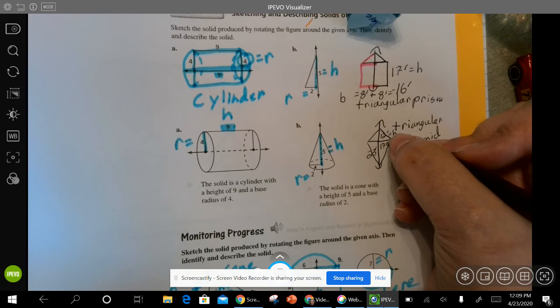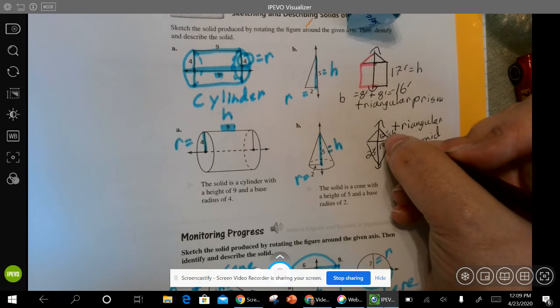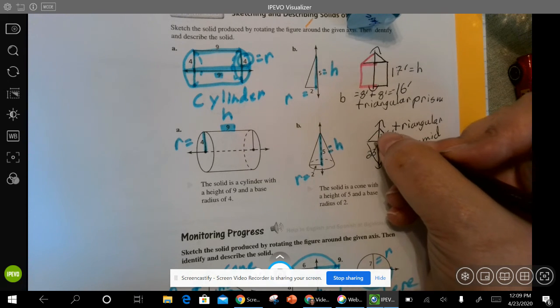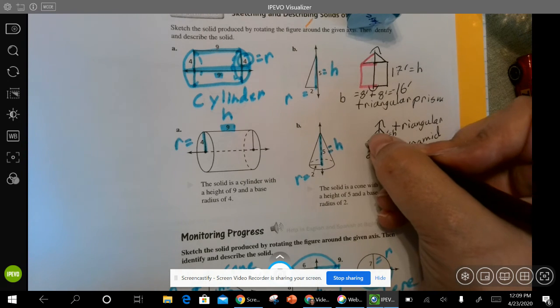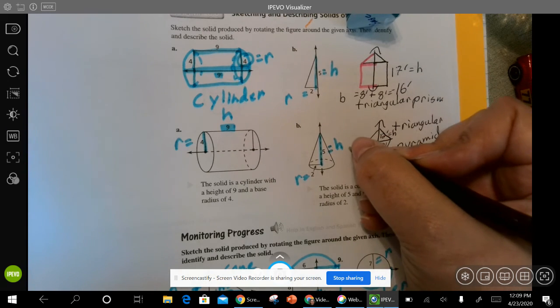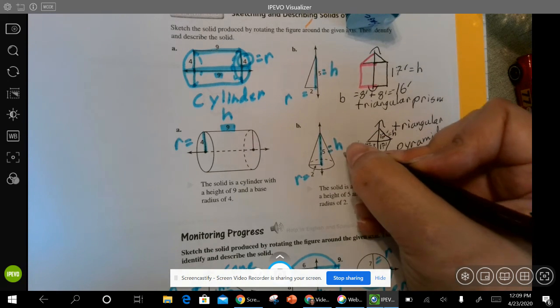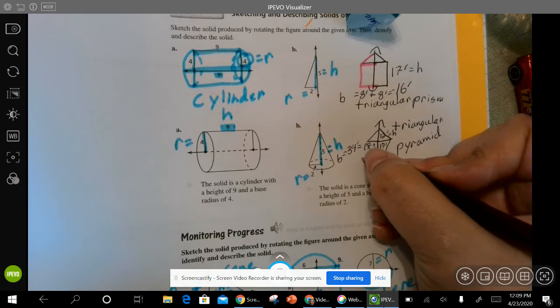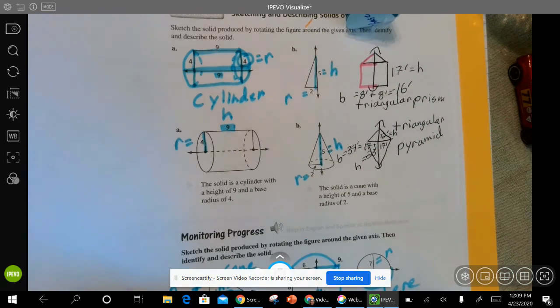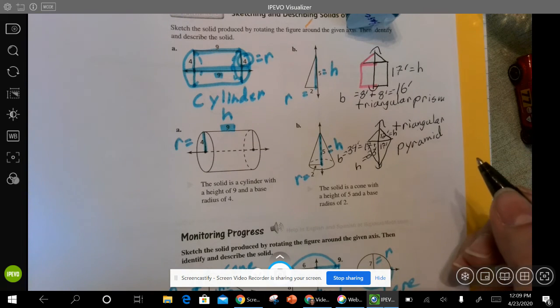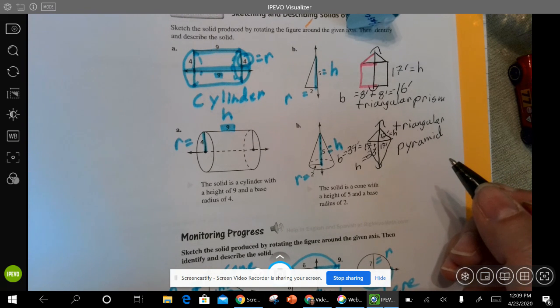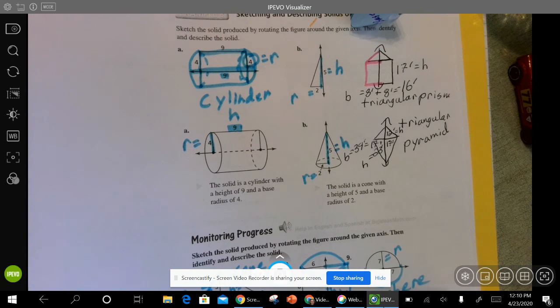The base is, so this is 17, and 17 plus 17 is 34. So the base is 34. And then the height of this triangular prism is 23. That's kind of a lot to go on, but you all got this. This is for solids of revolution.